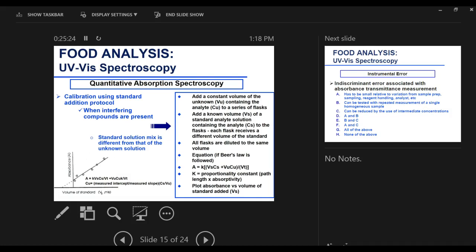You have the concentration of the standard. You have the volume of the unknown. You don't have the concentration of the unknown. That's what you're searching for. You have the total volume, whatever is in your total volume that you made up. And then, voila, you have the concentration of your sample. Okay.